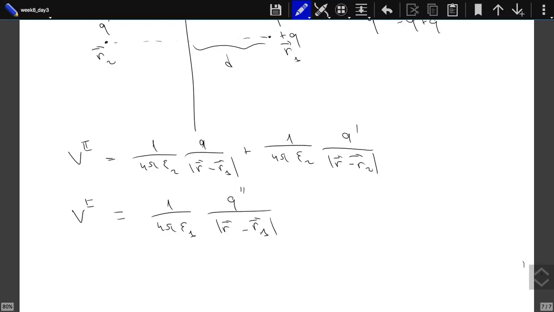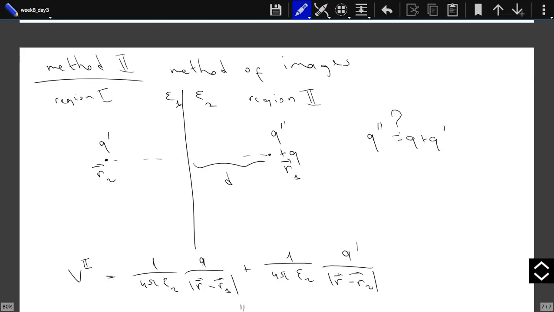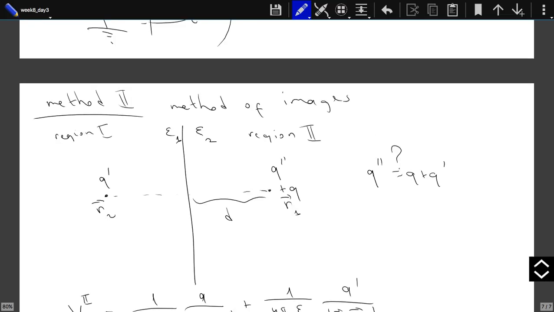I'm just claiming, or postulating, that the observer over here sees a single charge Q double prime at that point. The observer here sees the charge Q prime and also this Q. So let's determine what this Q double prime and Q prime are. Those are the things that we will need to determine.